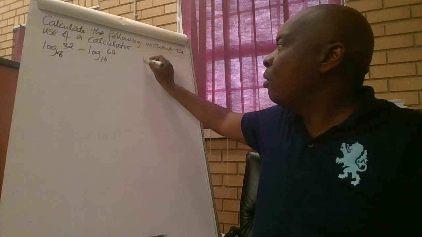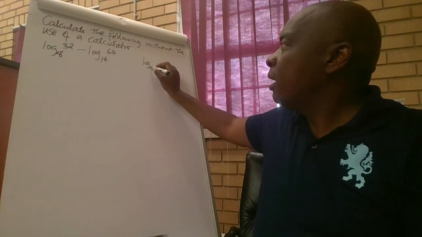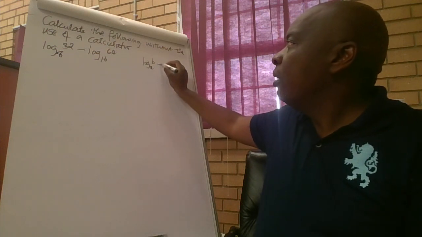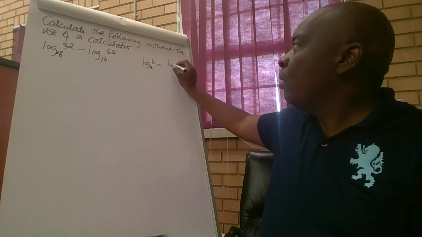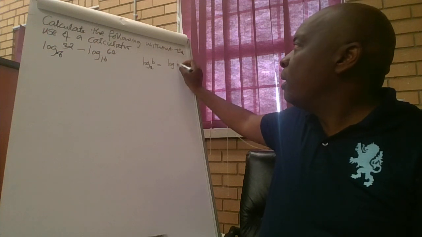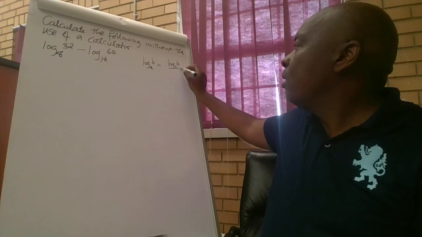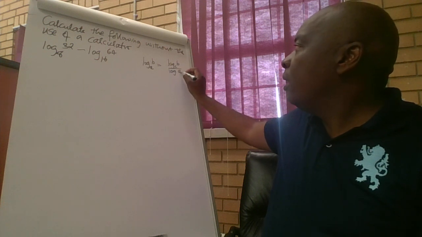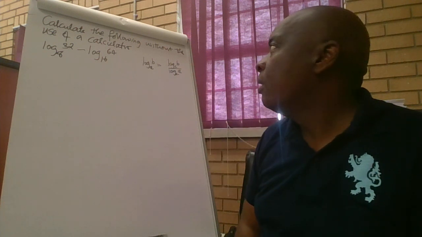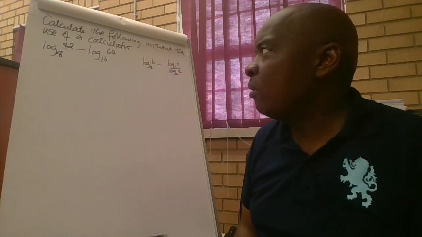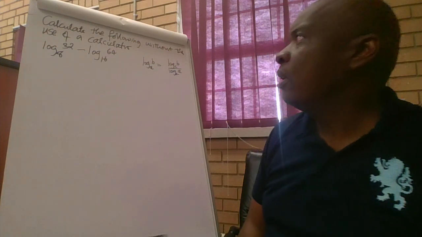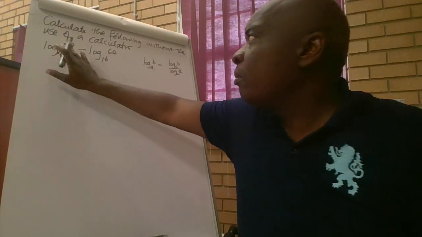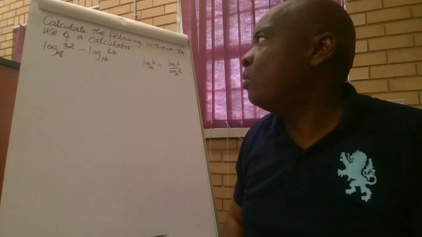So remember, you have a law which says that for you to change the base, if you have log to base A of B, this is the same as log to base C of B over log of A to base C, like that. So when we change the basis of logarithms, that's what we do. So therefore, I can change both of these terms to base 2.